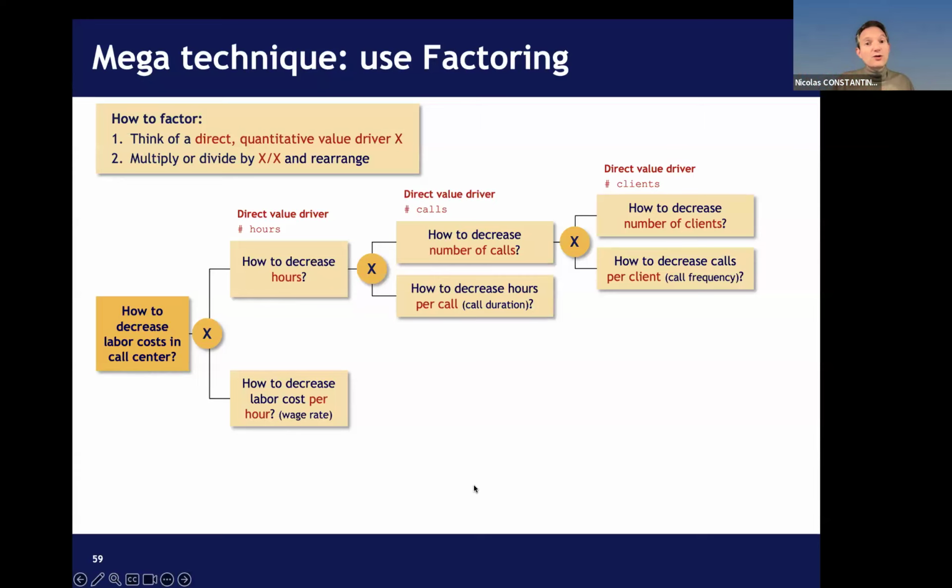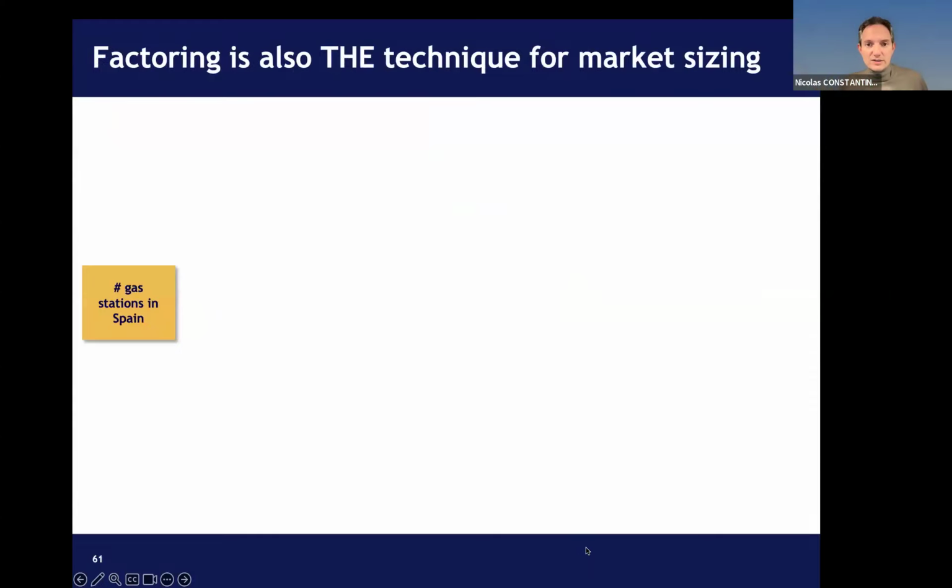Okay, let me show you an example with market sizing, because this is really the technique that you want to use for market sizing. It's exactly the same technique, this factoring technique. So let's say that we're going to try to figure out the number of gas stations in Spain or whatever country, who cares what the country is. So what we want to do is we want to think of a direct driver that impacts the number of gas stations. And probably one of the most direct ones, if the number of gas stations is the supply, then basically the demand, and so it's the demand for fuel liters, right?